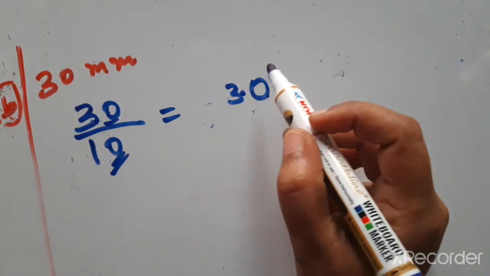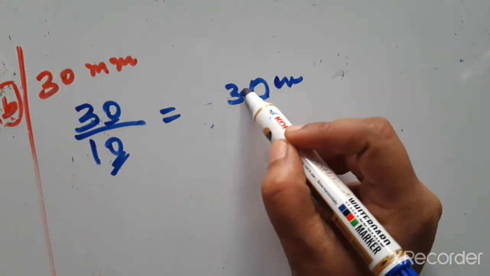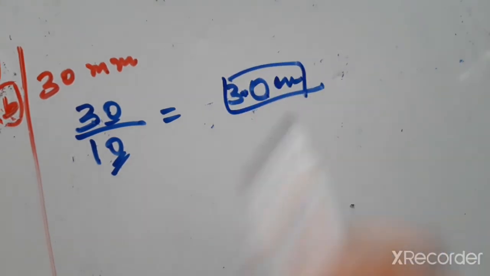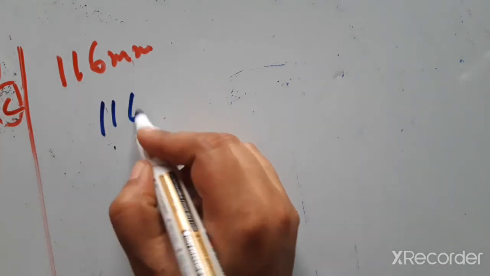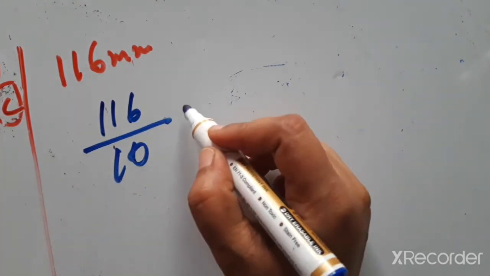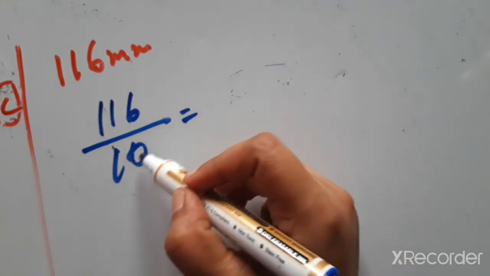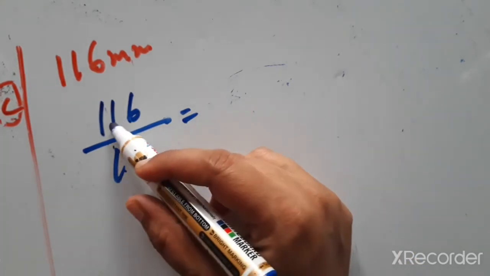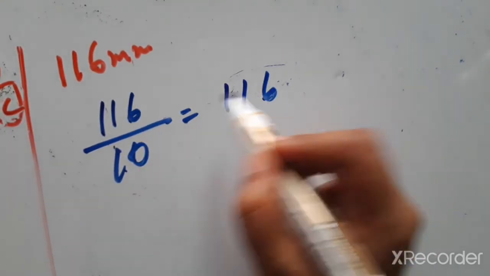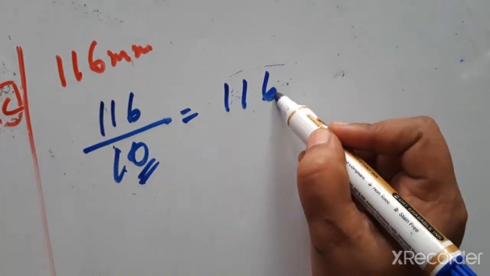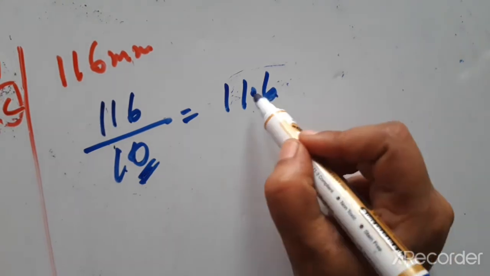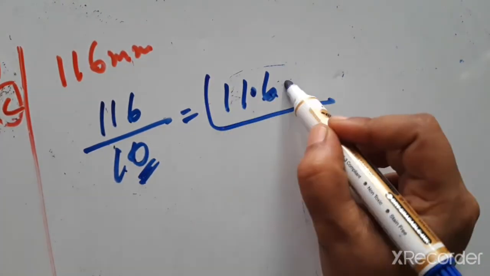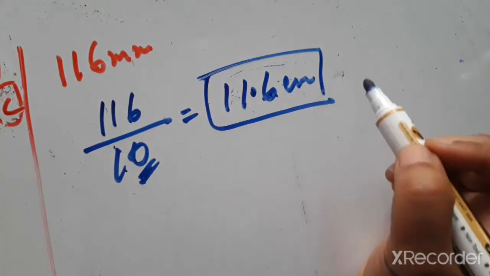So this is 3.0 centimeter. Next is 160 millimeter. To convert it into centimeter, we divide 160 by 10. When numbers are in tens and hundreds form, we write the numerator as it is, 160. Dividing by 10 means after the decimal point there should be one number. So that is 16.0 centimeter.